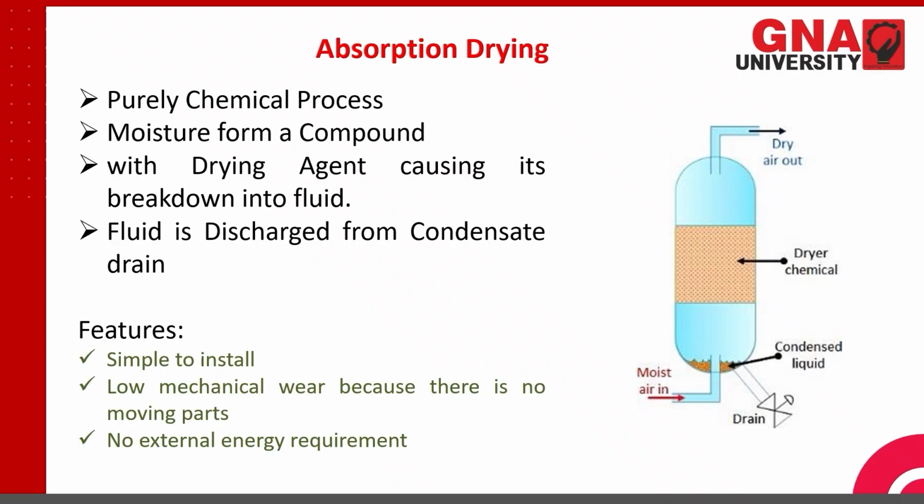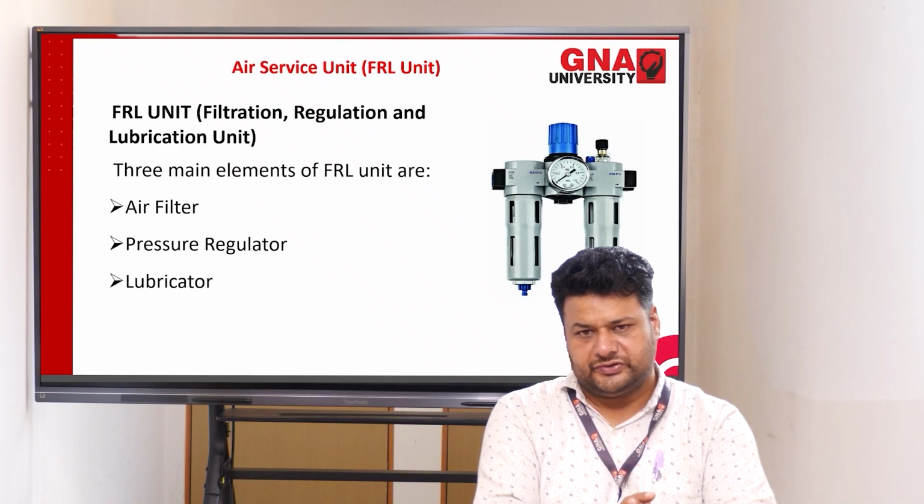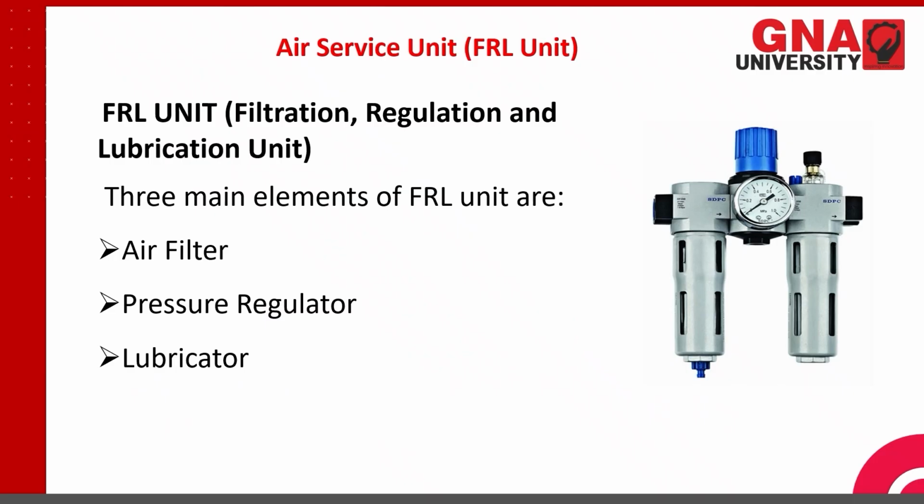Now the features of this absorption type of dryer system are that it is very simple to install. No mechanical parts are there, so there is low wear and tear, because there are no moving parts, and no external energy is required in this type of system. So this is the most used type of air dryer in pneumatic systems, the absorption type. Now the next component is the air service unit. This is one of the very important parts of pneumatic systems that has to be discussed.